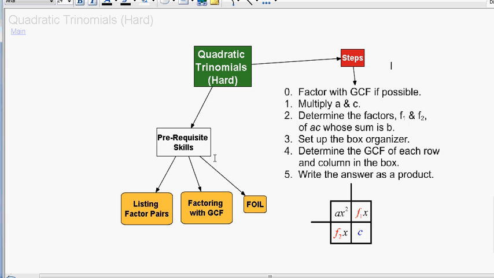So I hope you've enjoyed the video. Tend to some practice problems, and when you're ready, it'll be an appropriate time for you to move to the next method of factoring.